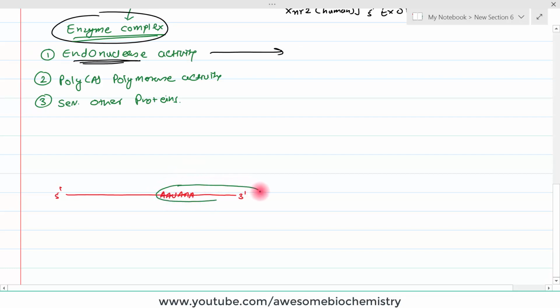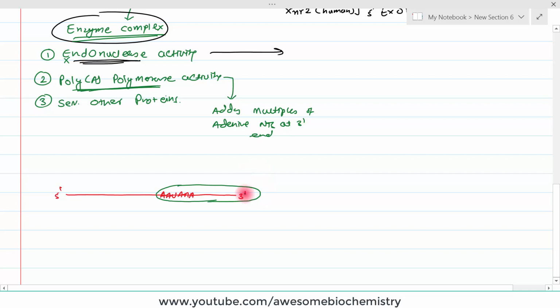Now this enzyme complex is not in contact with RNA polymerase II. Once this enzyme complex loses its connection with RNA polymerase II, at that time endonuclease activity will get suppressed and poly-A polymerase activity will come into action. So now based on the poly-A polymerase activity, it will start adding multiples of adenine nucleotides at the 3' end of this RNA. So it adds multiples of adenine nucleotides at the 3' end.